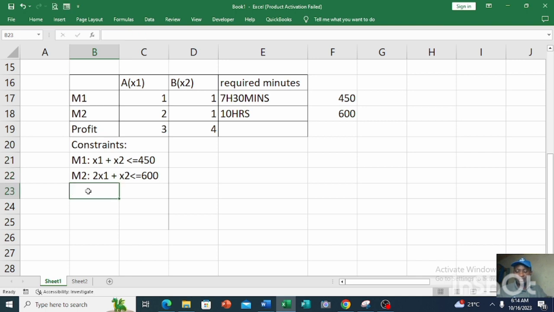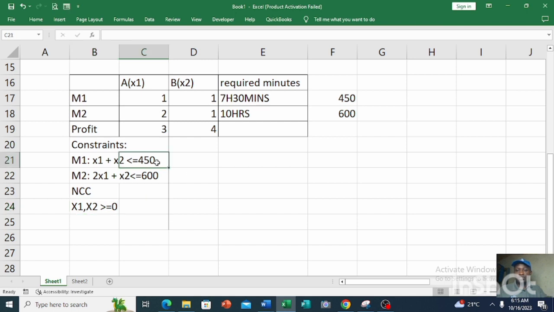So now the next thing is for us to state the non-negativity constraints, which means that in the end all our values should come up with a positive result. So we say our x1, x2 should be greater than or equal to 0, meaning nothing should be less than 0.